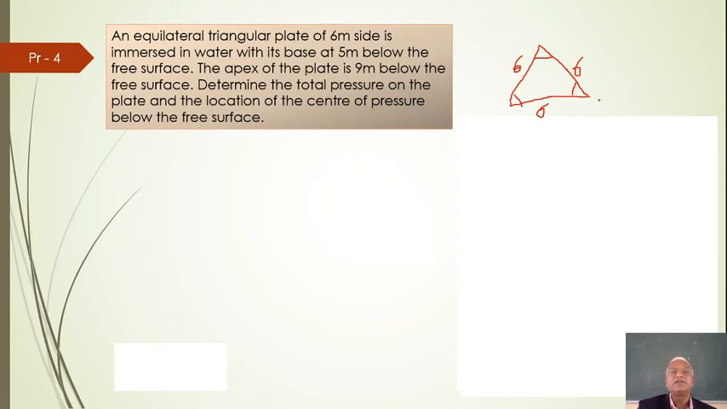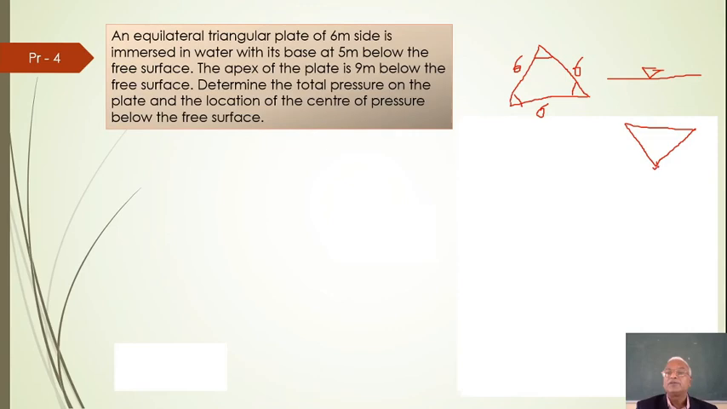Now the base is, look at that, in water with its base as 5 meters. So if the base is at 5 meters, the water should be somewhere there at 1 meter, but it is not so. What is said is, with its base at 5 meters below the free surface and the apex of the plate 9 meters below the surface. It means it is not like this. Maybe it is like that, so that this is the free surface, and this distance is now 5 meters.